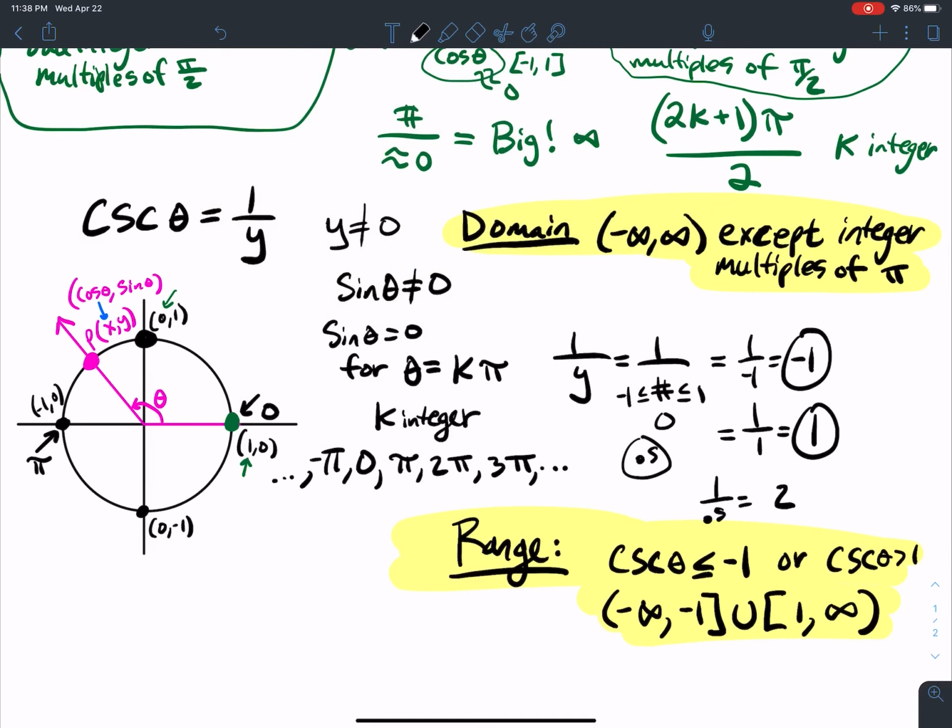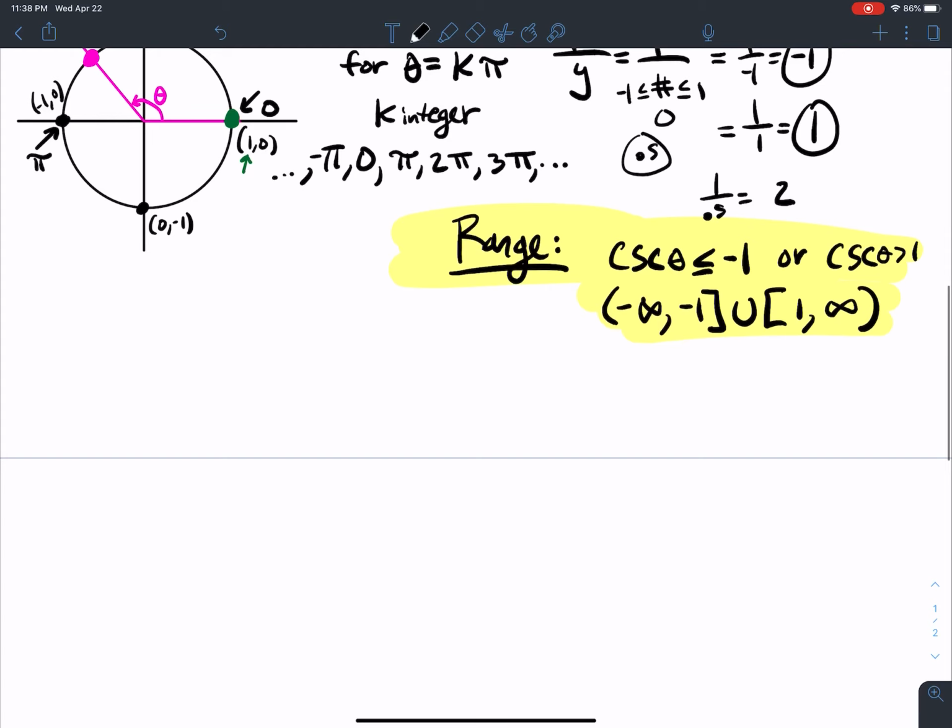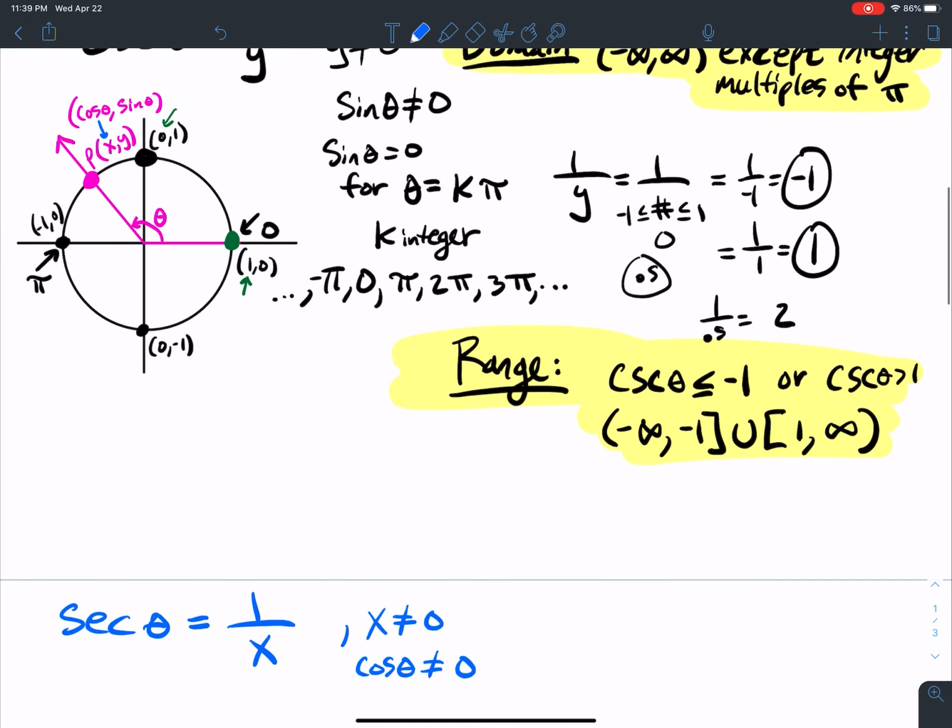All right. Now let's do the secant now. We did blue, so I'll do blue again. Why not, huh? So secant theta, this is the reciprocal of cosine, so 1 over x. 1 over x. So as long as x doesn't equal 0, we're good to go. X is cosine theta. So where does cosine theta equal 0? It equals 0 at pi over 2 and 3 pi over 2. So odd multiples of pi over 2.